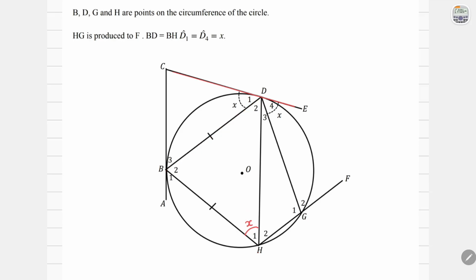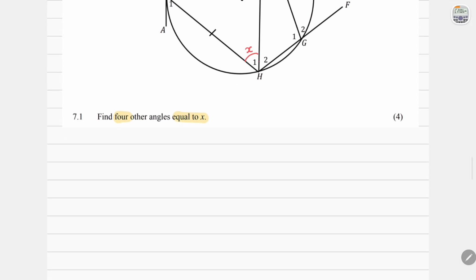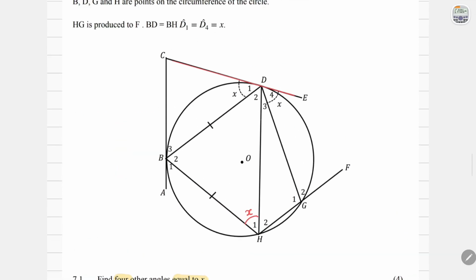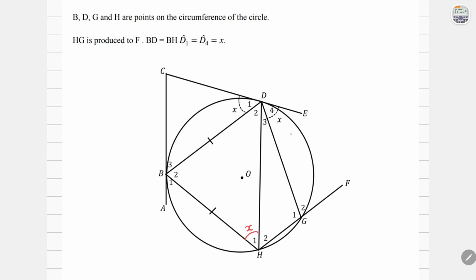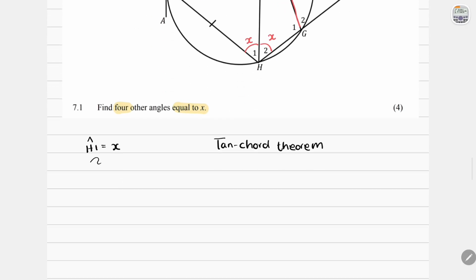So we know that is X, and we can go ahead and put that down. We can tell them that angle H1 is equal to X because of the tan chord theorem. Which other angle would be equal to X here? Let's capture all the tangent ones. Here we also have an angle between the tangent and a chord, so it's going to be equal to the angle in this circle at the circumference subtended by that same chord. So this is also X. Angle H2 is also equal to X.